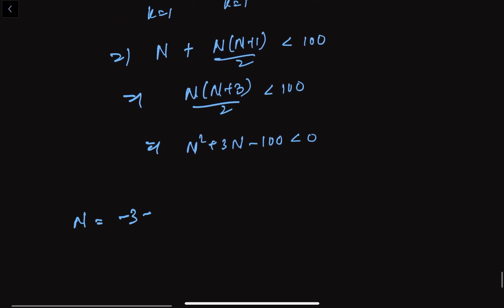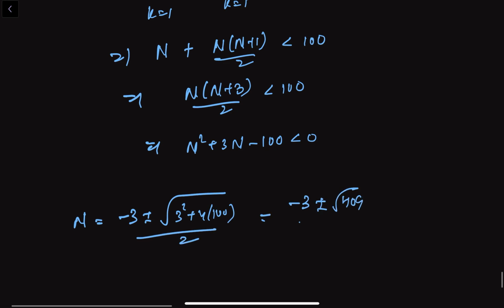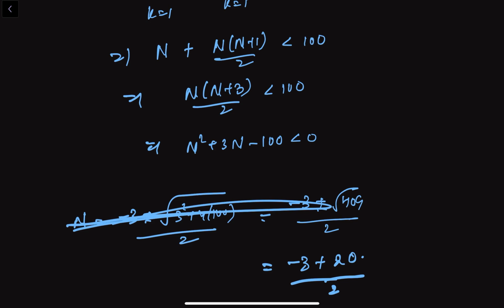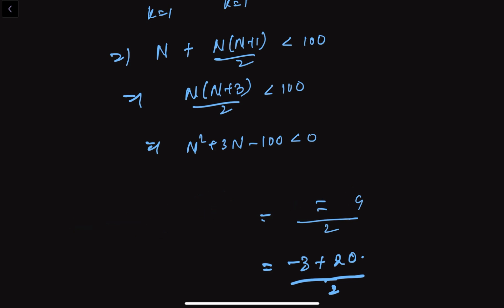So if we find the roots, minus b plus or minus square root of b square minus 4ac by 2a, that is minus 3 plus or minus square root of 409 by 2. So if we find the approximate value of n, the positive value is minus 3 plus square root of 409, somewhere around 20 point something, by 2. Actually, I think I have solved this wrong.